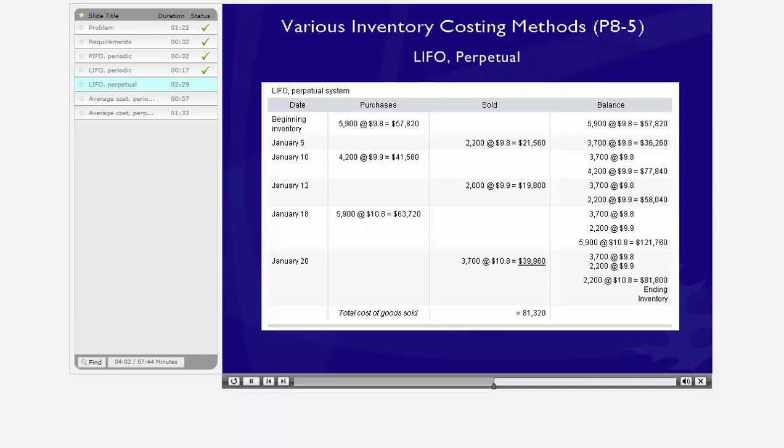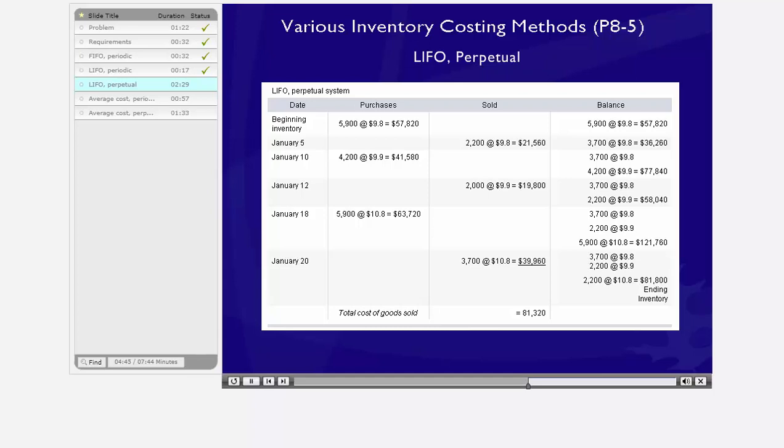So now our balance consists of the 3,700 balance from beginning inventory at $9.80 plus our new layer, which is 4,200 units at $9.90. Okay, then on January 12th we have a sale, so 2,000 units go away, and we assume using LIFO that those 2,000 units were sold from the January 10th pool, the last item we purchased, at $9.90. So then when we run the balance, we see that our 4,200 units at $9.90 get reduced to 2,200 units at $9.90.